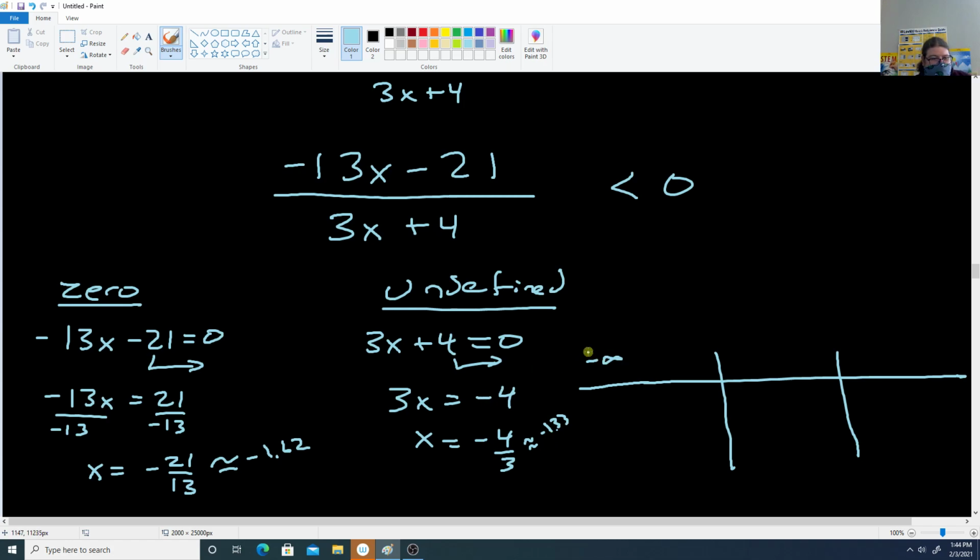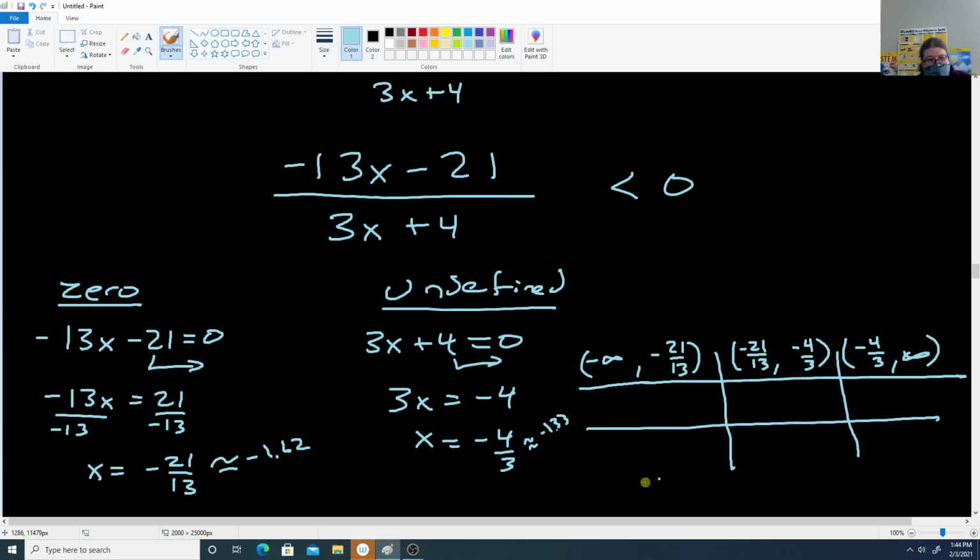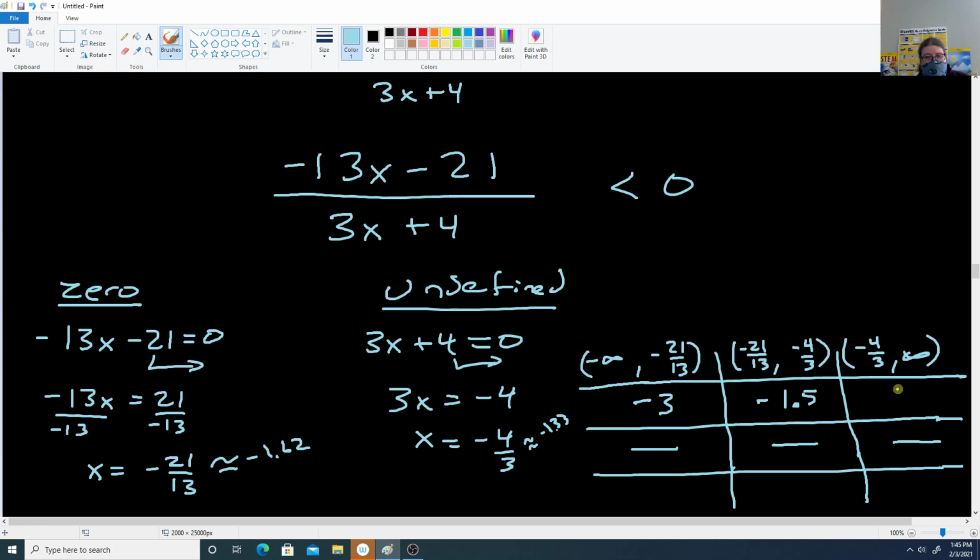So it's going to be negative infinity. The negative 21/13 is more negative. So up to negative 21/13. Negative 21/13 goes up to negative 4/3. And negative 4/3 goes up to infinity. So I'm going to choose test points, keeping track of what's going on with the division. For my test point, I'm going to use something more negative than negative 1.6, so I'll use like negative 3. I need something between negative 1.6 and negative 1.3, so I'll use negative 1.5 for here in the middle. Then I need something bigger than negative 4/3, so I'll use 0.